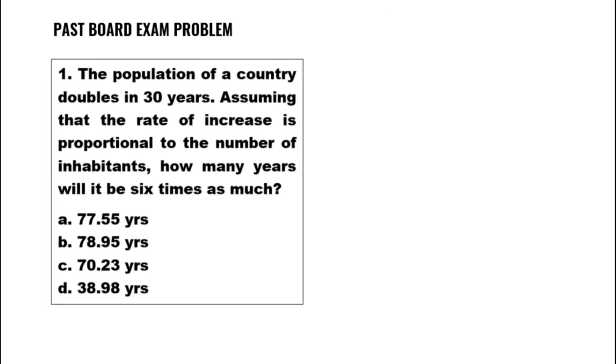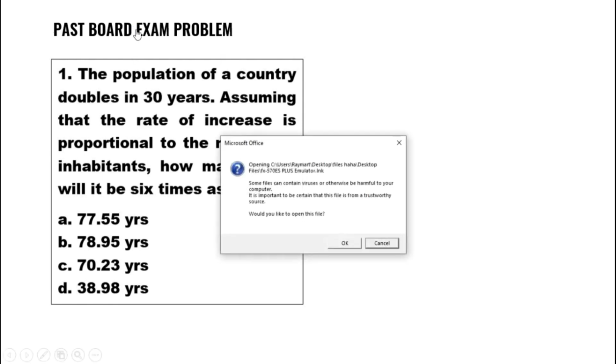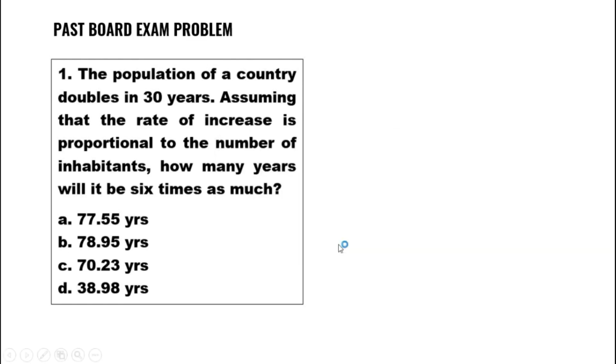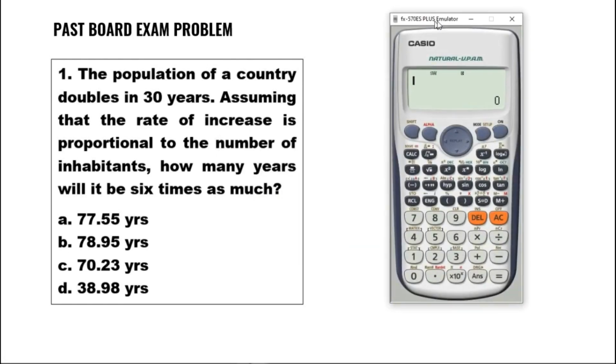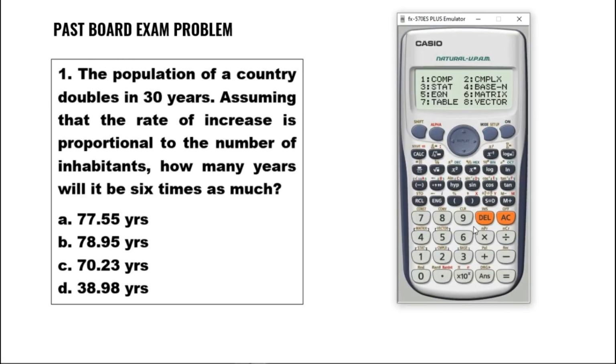So ito guys, the population of a country doubles in 30 years, assuming that the rate of increase is proportional to the number of inhabitants. How many years will it be 6 times as much? So same approach natin guys here, exponential growth pa rin ang population growth when you're dealing with differential equation. So we have here mode stat pa rin. So mode stat then 5. Then here, the population of a country doubles in 30 years. Okay, so assuming that the rate of increase is proportional to the number of inhabitants, how many years will it be 6 times as much?